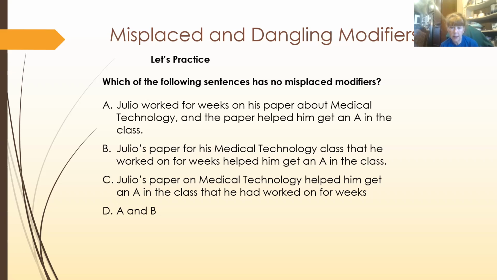Julio's paper for his medical technology class, you don't know if it was a technology class that he worked on for weeks or the paper. And then this last one, paper on medical technology that helped him get an A in the class. So you don't know if he worked on the A in the class for weeks or the medical technology paper. Okay, but which one has no misplaced modifiers? A. Right, A. You're right. Good. B and C have it, and then A is all good.